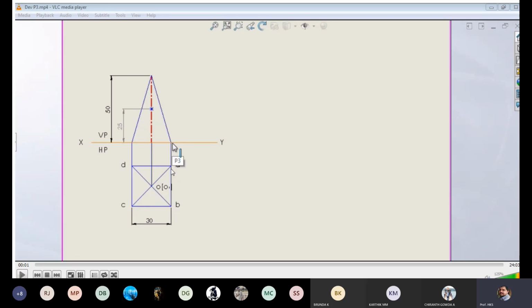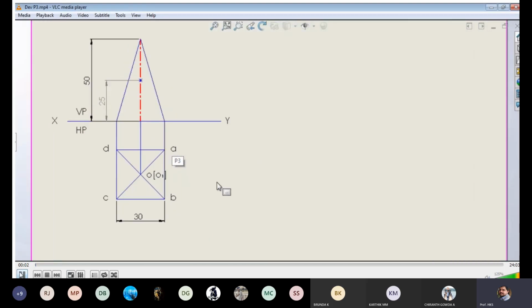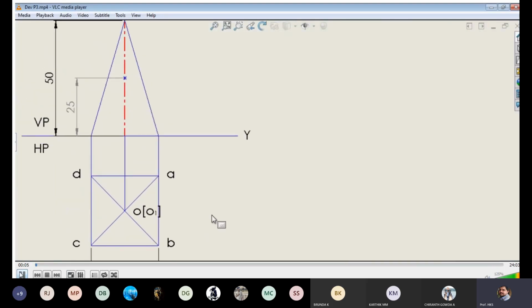In order to find the true length of the slant edge, first consider the top view, draw a horizontal line, then rotate it such that you are making this slant edge parallel to VP. So draw a horizontal line, then take O as center and OA as radius, draw an arc, then extend this line, then connect. By following the procedure, you are able to find out the true length of the slant edge. That procedure you can see later. Now we can observe the procedure.